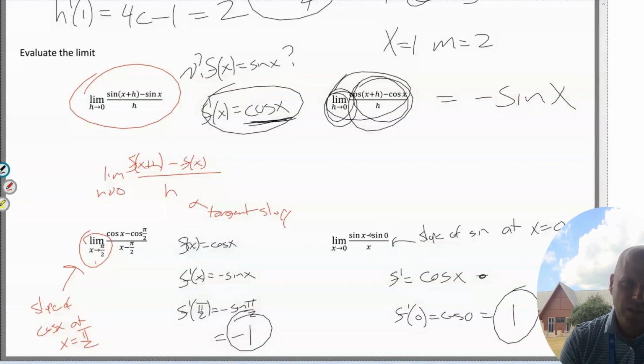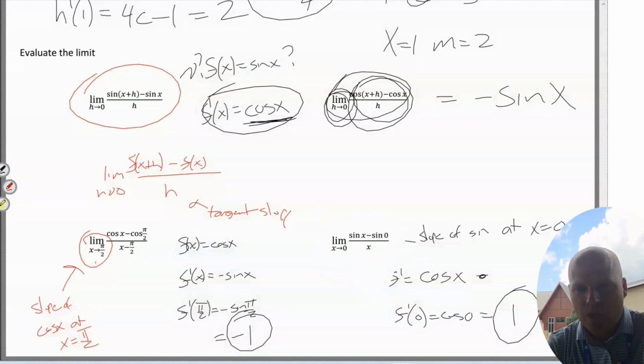It's funny, a lot of calculus classes learn that this limit is 1, but not thinking about it in terms of a definition of a derivative. So I just made that connection.